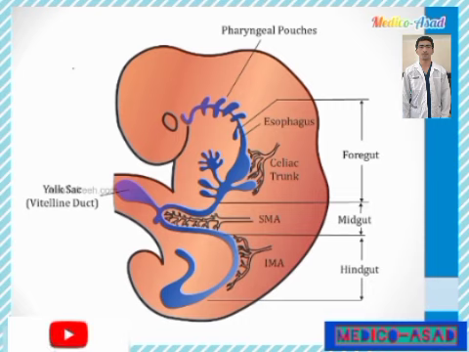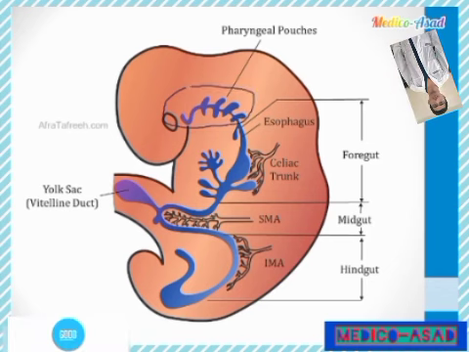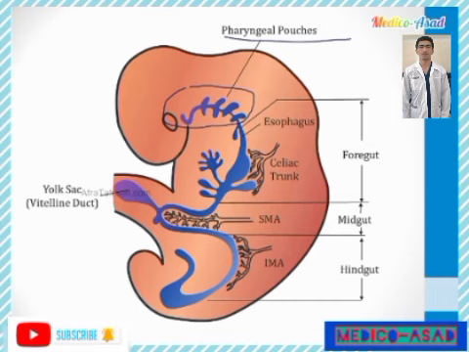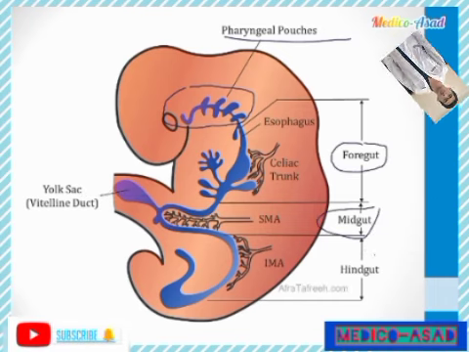As the embryo continues to develop, it eventually will start to look like this. At this point, we have a long gut tube. This portion up here is going to form the mouth and the pharynx. These are the pharyngeal pouches. And then the remaining length of the developing digestive tube can be split up into three sections. The first section is called the foregut, the next one is the midgut, and the last one is the hindgut.